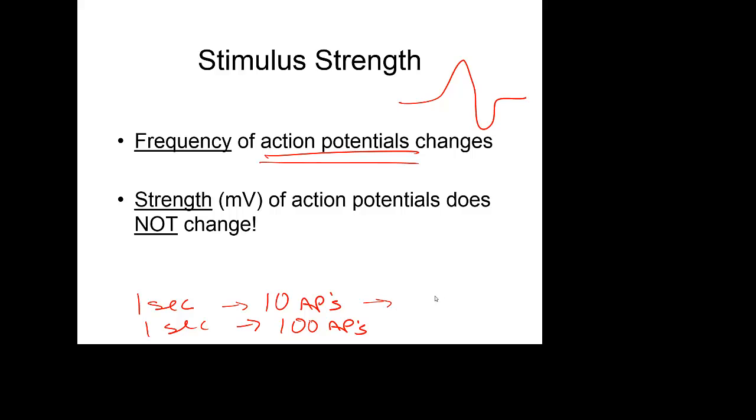10 action potentials will tell you that something is glowing. If we talk about light, this is just relative. These are not actual numbers. But maybe 100 action potentials tells you that something is too bright and you actually squint your eyes. Okay? It is the number of action potentials per time period, not the strength.